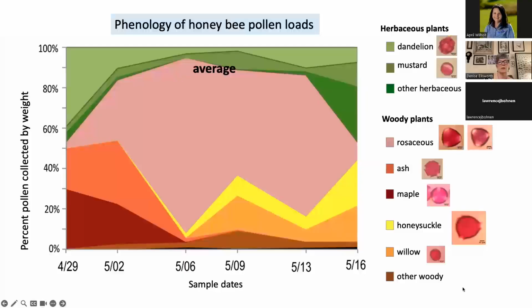And we don't really have time to talk about this, but some of these great bee plants, dandelion, mustard, other herbaceous plants, and how they change through the season. So here, late April to early May, we have more of the ash trees, right? That wind-pollinated plant, moving into more rosaceous plants, so our apples and hawthorns and others. Some really great research from Reed Johnson.